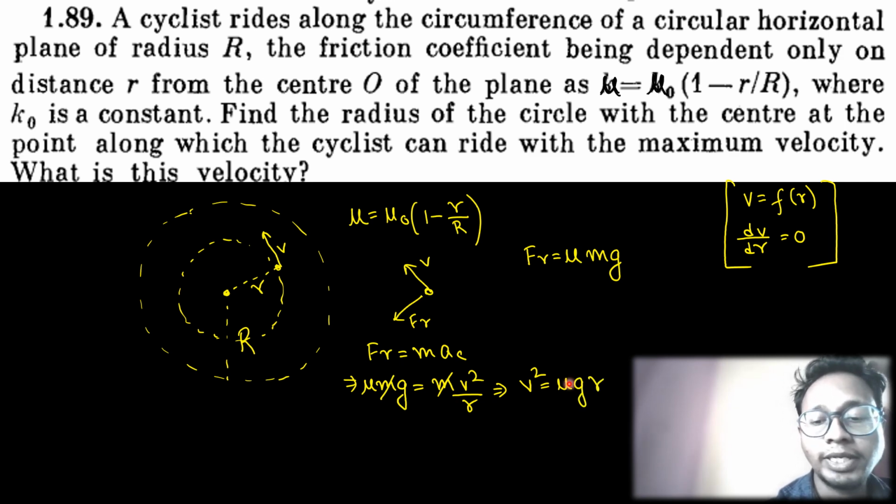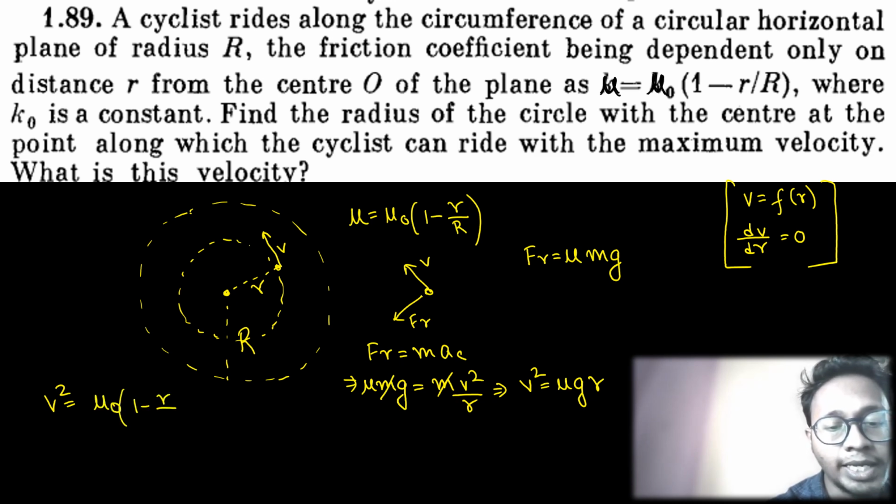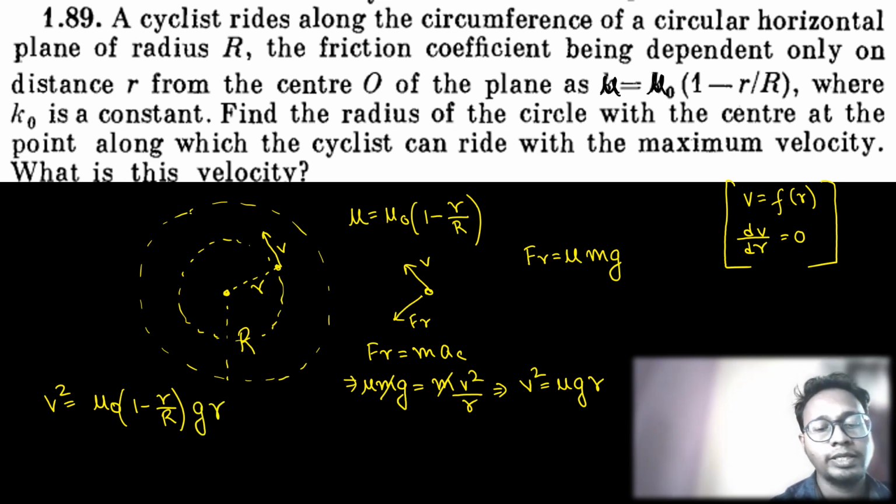The problem here is that the coefficient of friction is not constant for every radius. The coefficient of friction varies as I increase the value of r. So if I substitute this mu here, what do I get? v square is equal to mu naught (1 minus r by R) into g r. So the velocity of the cyclist will depend upon the radius r as this function. For the maximum of this function I must make dv by dr equal to 0 and find the value of small r. So this is my main approach in this question.